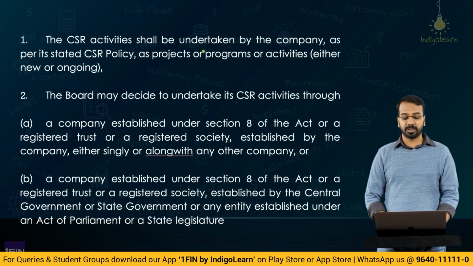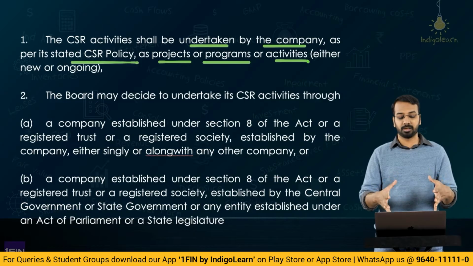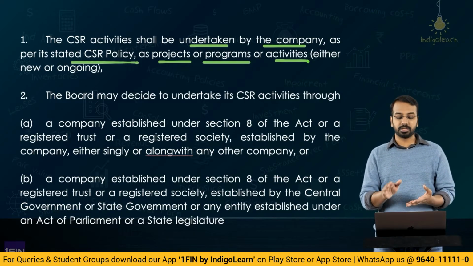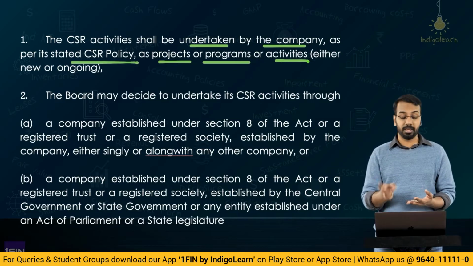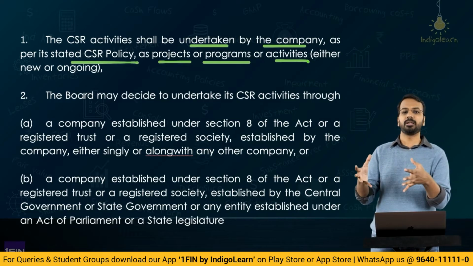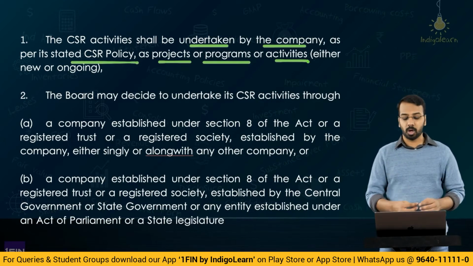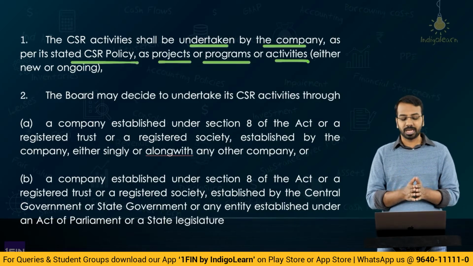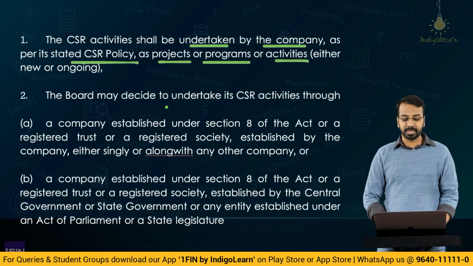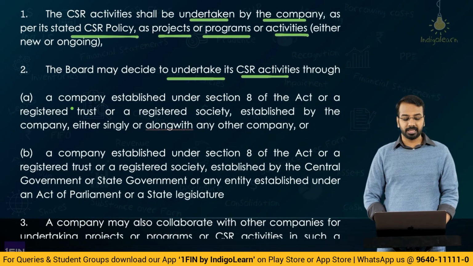First one is, the CSR activities shall be undertaken by the company as per its stated CSR policy as projects or programs or activities. Now, there are three things here. The CSR activity undertaken by the company has to be as per its CSR policy, and it can be a project, maybe construction of a hospital, which is a building, or a program, such as an education program, or some one-time activity. It can be any of these three. The board may decide to undertake its CSR activities through either a company established under section 8 of the Act, or a registered trust or a registered society established by the company either singly or along with any other company.